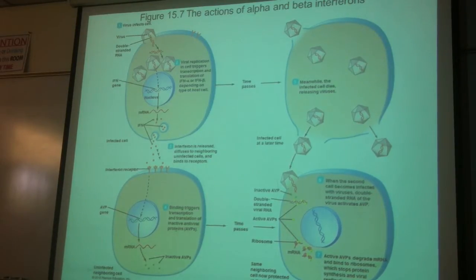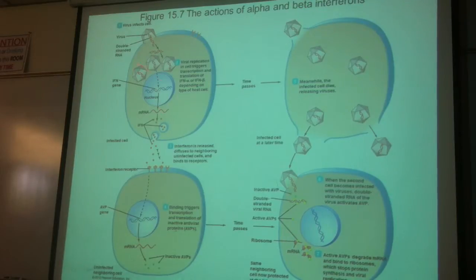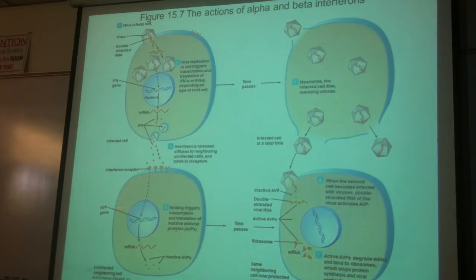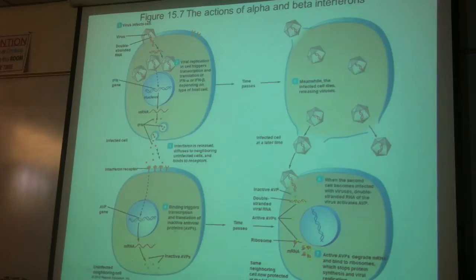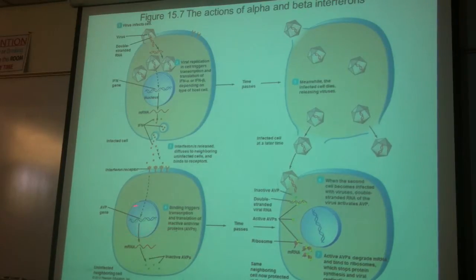So what are ADPs? The antiviral proteins. So this cell's infected, and sends a signal saying, help, I'm infected. The neighboring cell, getting that help signal, triggers antiviral proteins, so that as time passes you start getting a buildup. You have the inactive ones, but then they become active when they attach to the double-stranded viral RNA.